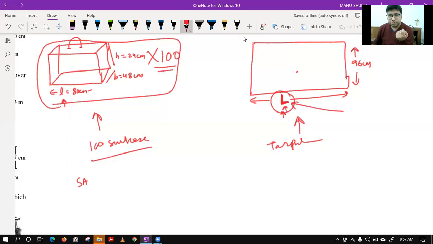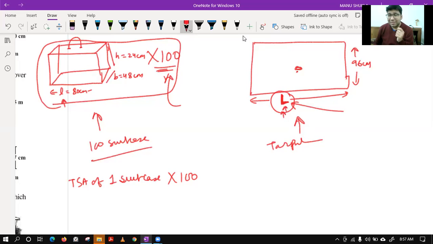Surface area or TSA of one suitcase multiplied with, sir, what have you written, 100? Okay, this is 100 suitcases. In the question, it is given to us that we have to cover 100 such suitcases with this cloth. That's why I have multiplied with 100. Now it's fine, Ananya?